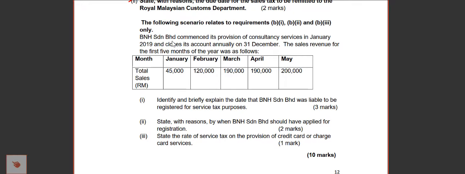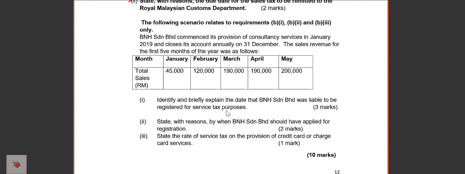Okay. Now they give you another scenario. They ask us to identify and explain the date that B&H was liable to be registered for service tax. Now, the registration for sales tax or service tax are the same. They use the same approach. The only difference is service tax, you may have a different threshold for different types of taxable service only. Then number 2, state with reason when B&H should have applied for registration. And what is the rate of service tax on the provision of credit card or charge card? Well, I think you know, right?